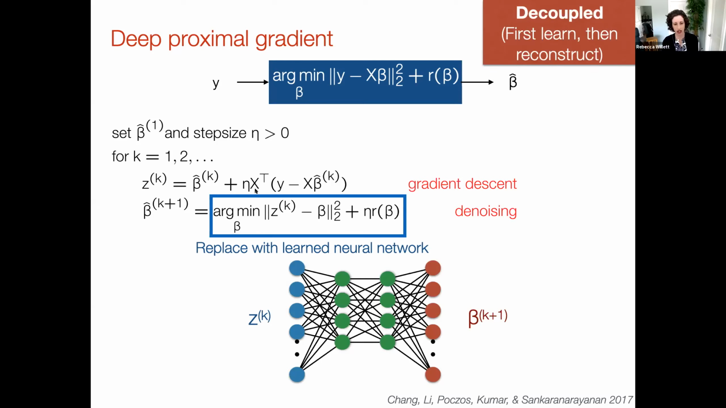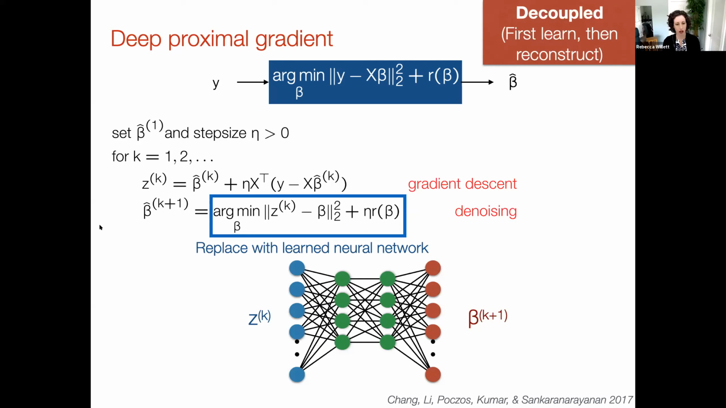And that's why I call this decoupled, because I first take all of my training data and I learn a denoiser. And this denoiser is independent of whatever X is. And then once the training is done, I fix the neural network, I fix the weights, and then I plug it into this proximal gradient algorithm and use knowledge of my forward model.